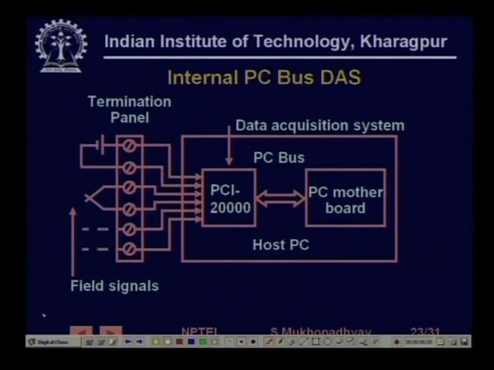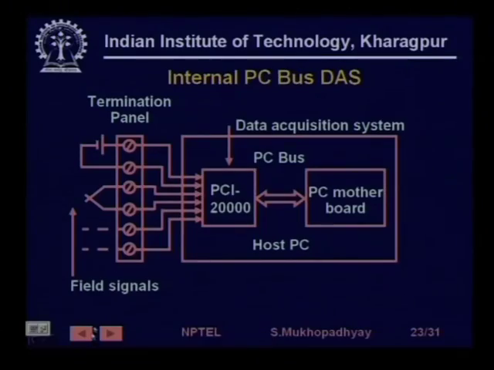The second kind of thing is the internal PC bus data acquisition system, where the data acquisition system sits right inside the PC box. They will communicate with the PC through the PCI bus, which is much higher speed and which is parallel interfacing. So, the data acquisition rates can go much faster, but this means that the PC has to go close to the field, otherwise you are going to have long cabling to the PC. Similarly, these are generally designed for specific machines like Windows PCs.